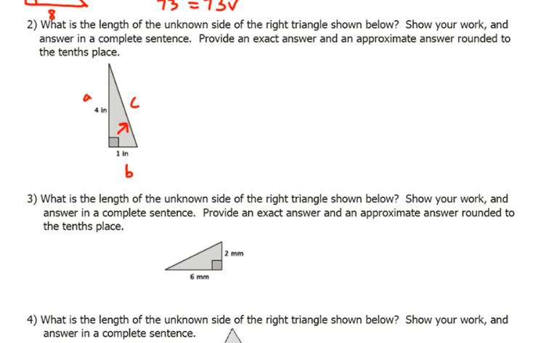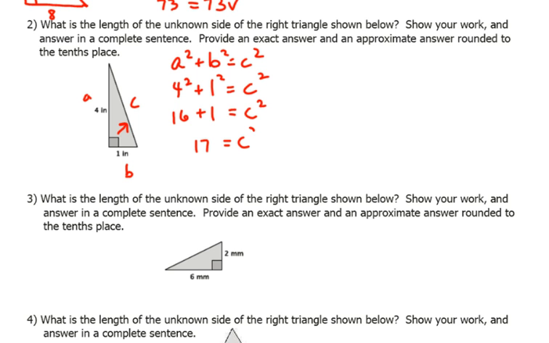These would be A and B. So A squared plus B squared equals C squared. And I plug in 4 for A and 1 for B. And I don't know C squared. So 16 plus 1 equals C squared. 17 equals C squared, but I want to know what C is, so I take the square root of both sides. So C equals the square root of 17 is my exact answer.